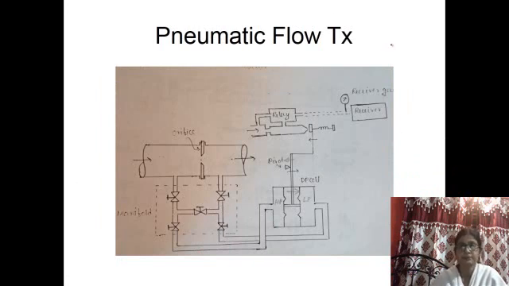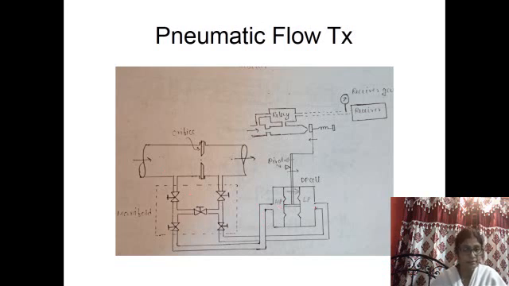And finally, the flow transmitter. Again, a similar principle. The primary unit is a DP cell and the secondary unit is a flapper nozzle unit. The flow through the orifice is tapped at the upstream and downstream sides, and the pressure is measured and compared between upstream and downstream, the high pressure and low pressure sides.